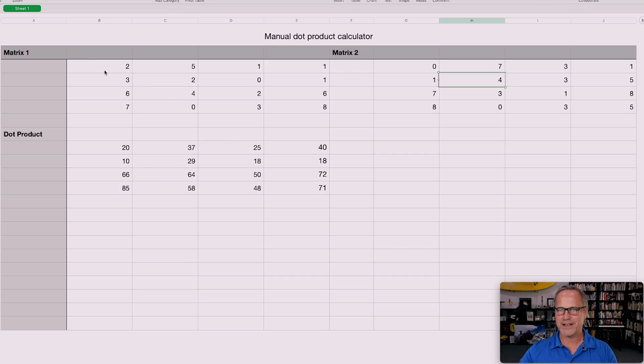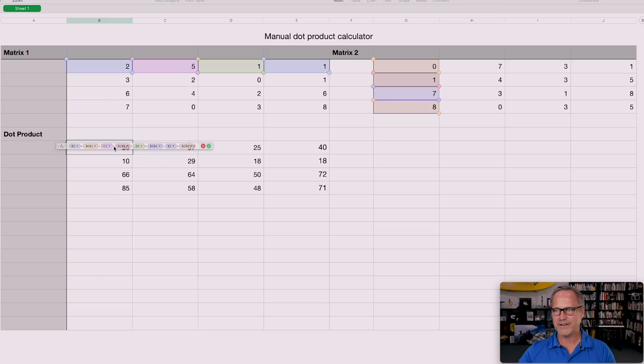You can see that basically what I've done is I've got my matrices, and these are the exact same numbers as the other spreadsheet just for fun, but you can see how the dot product is calculated out here. If I double click this, you can see it's these numbers times these numbers, and they're added up.